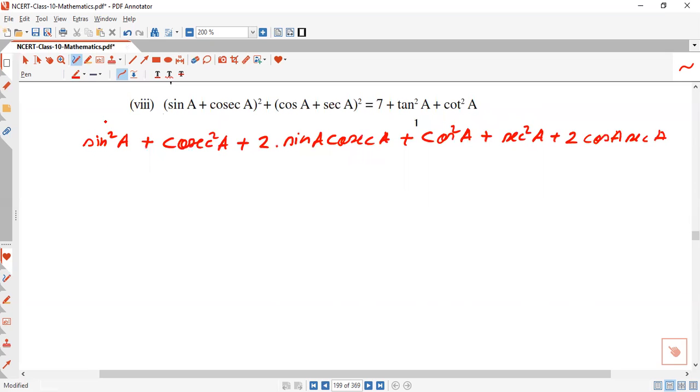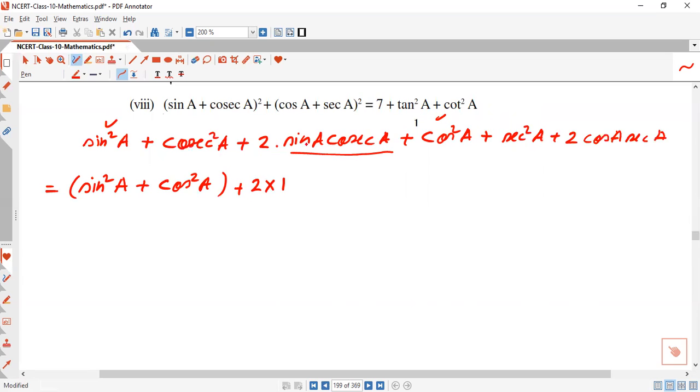Now, you know this one, sin square A plus cos square A. Combine these two terms together. We are combining these two terms: 2 times sin A cosec A is equal to 1. This part is equal to 1. So it is plus 2 into 1.